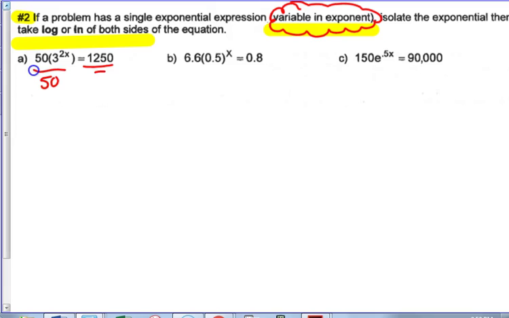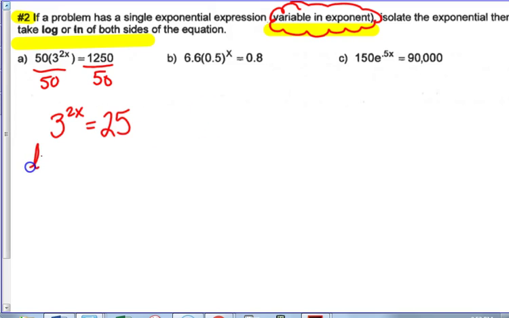Divide it by 50, and you get 3 to the 2x equals 25. Is that right? Okay. Now, when you go to take the log of both sides, you can do any kind of log you want. You could do the log base 2. You could do the log base 3. What are the 2 that our calculator does for us? Base 10 or natural log. You'll get the same answer, whichever one you choose.